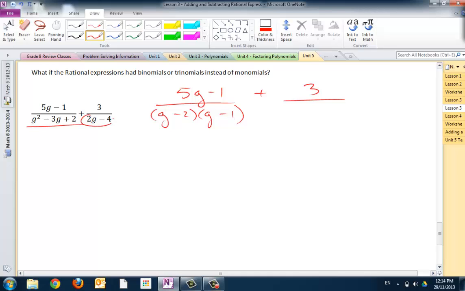And over here, I get this guy. I can factor out a 2, get g minus 2. And now that I've got it written out as a product of its factors, I can see that there's a g minus 2 in common, which means the left-hand side needs to be multiplied by 2, and the right-hand side needs to be multiplied by g minus 1 over g minus 1.